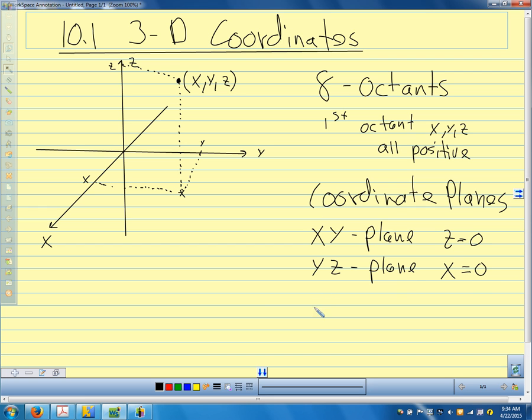And then we have the xz plane also. That's the plane made by the x-axis and the z-axis. On the xz plane, y equals 0. So we'll talk about the coordinate planes in 3 dimensions rather than just the coordinate axes. We have a right-handed coordinate system. We have points defined by an ordered triple rather than an ordered pair. We have our 8 octants and our 3 coordinate planes. All right, questions there?